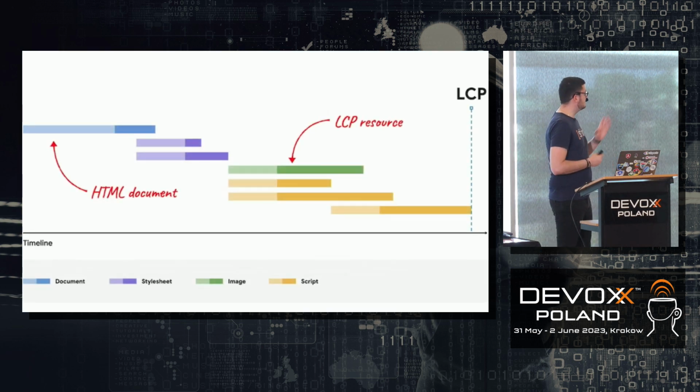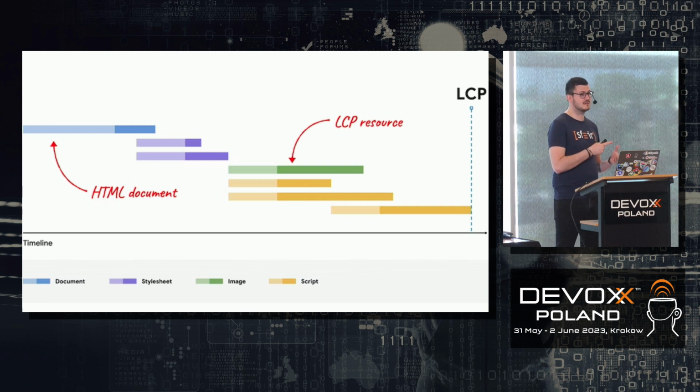So in this schema, I will explain how to retrieve the LCP and how the LCP is calculated. In this schema, you can see four different colors. The first one is blue. The blue corresponds to the initial HTML document, alias the index.html file.